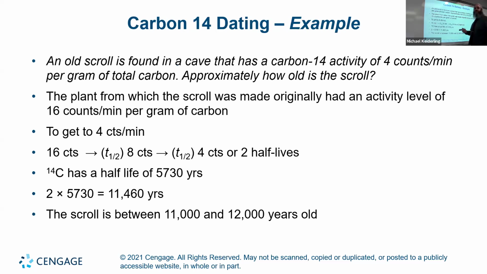So for example, if you find an old scroll in a cave that has a carbon-14 activity of 4 counts per minute per gram of total carbon, about how old is the scroll? Well, the plant originally had an activity of around 16 counts per minute. To get to 4 counts per minute, you need 2 half-lives, because you cut it in 4. The half-life of carbon-14 is 5,730 years. So this would imply that the scroll is 11,460 years old. So between around 11,000 and 12,000 years old.